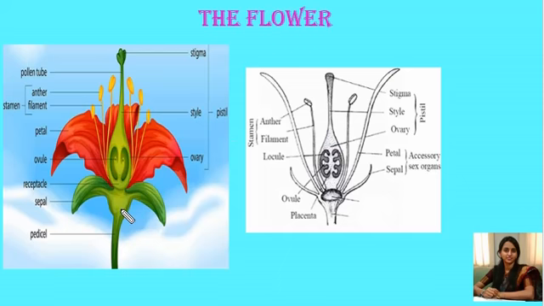So the stalk of the flower is known as pedicel. From here to here it is the stalk of the flower, hence it is known as what? Pedicel. The tip of the pedicel is swollen, sometimes it is flattened also. This tip of the pedicel is known as thalamus or receptacle.